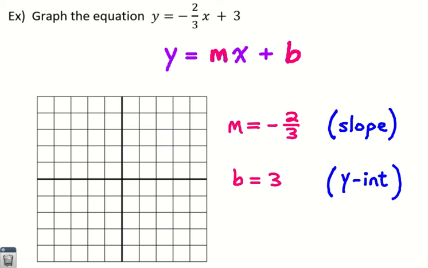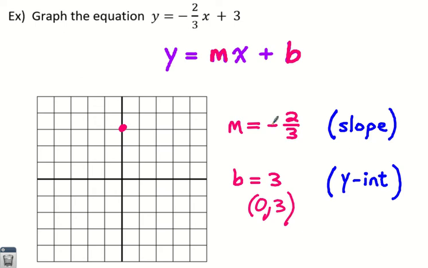So here's what we do. We begin with b, begin with the y-intercept. Remember the y-intercept that we defined earlier: the y-intercept is where the line will intercept or intersect or cross or touch the y-axis. So you start by putting a point right there on the y-axis for b equals 3, because this really means 0, 3, your y-intercept point.